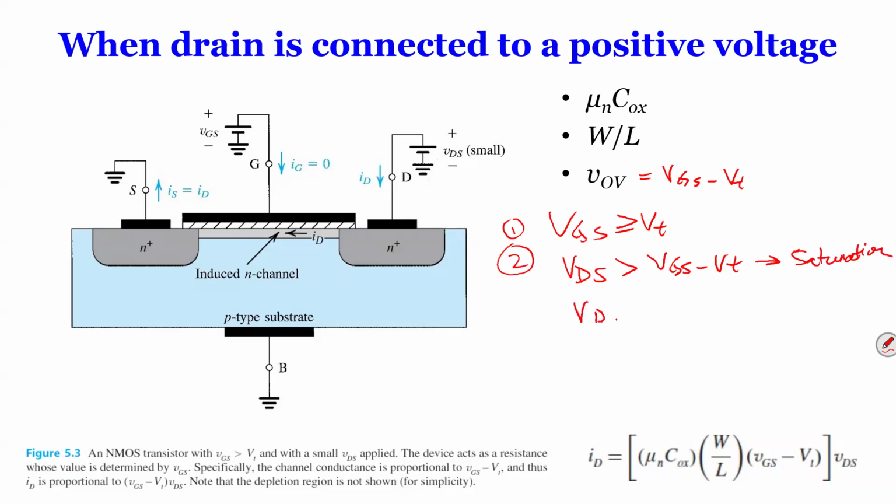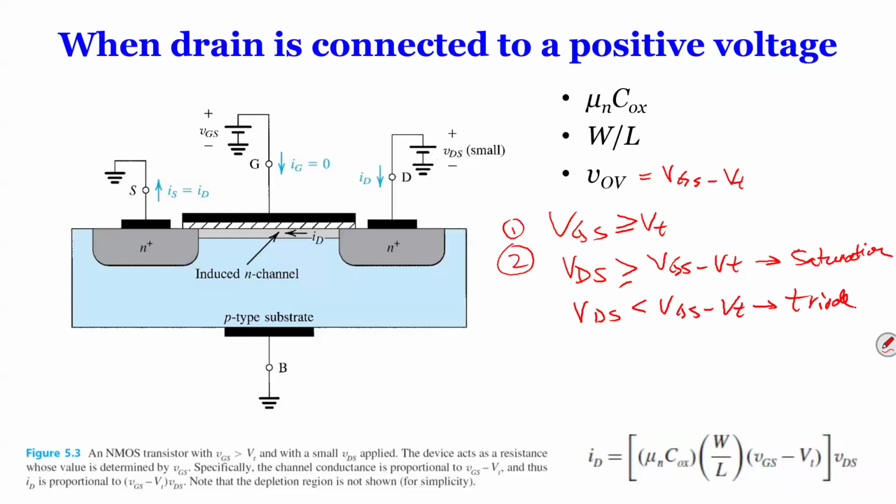If VDS is less than VGS minus VT, it's going to be triode mode. So the difference is that in the saturation mode, you have more current. In the triode mode, you have less current. So what I said earlier maybe was not accurate. VDS has to be large enough so that you will have some amount of current. That VDS is related to the amount of current flowing.